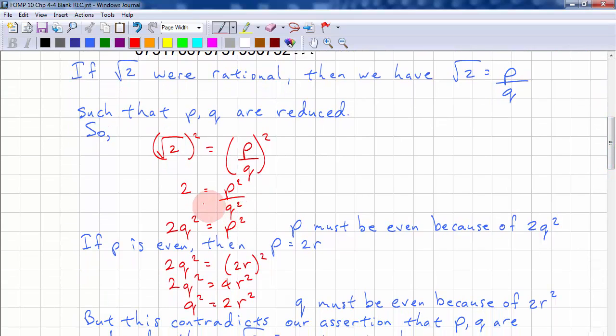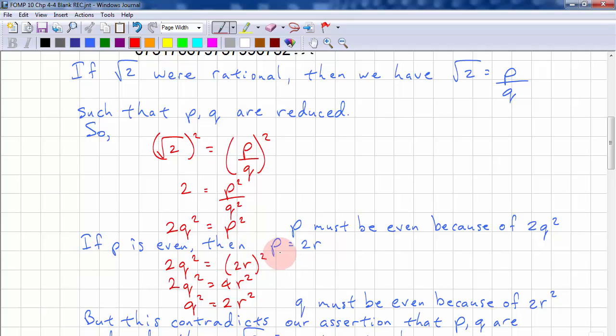We bring the q squared over to this side, so we multiply both sides by q squared. So we have 2q squared equals p squared. Now, p must be even because we have a 2 here. And note that it's p squared, so we can't just have one p that's even and one p that's odd. They both must be even.